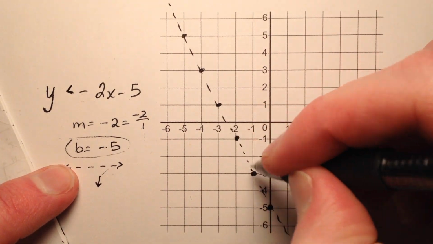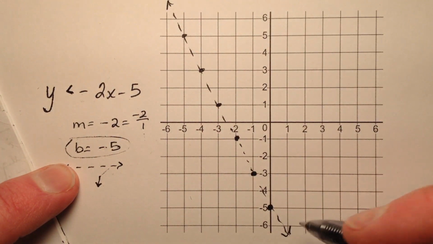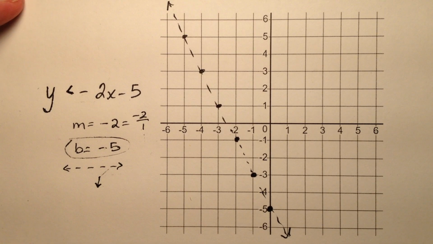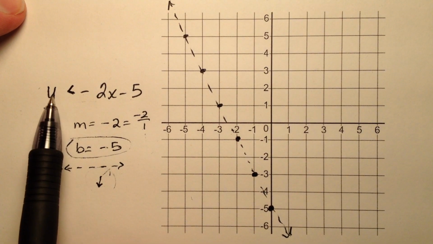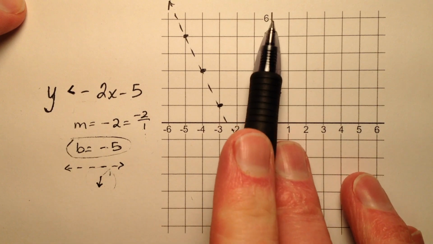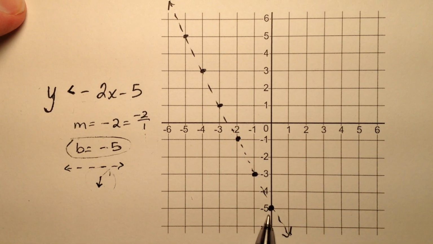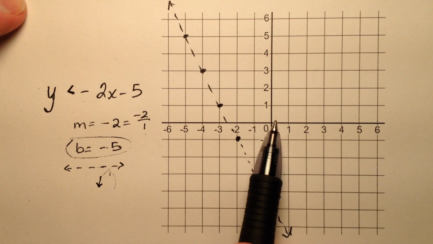Okay, oh, we kind of missed them in the middle there. So we have a nice dashed line now. So we're deciding where we're going to shade. Well, I said previously y is less than, so as far as this y-axis is concerned, I'm going to shade below, which ultimately is going to be this side over here. But let's go ahead and use a test point just to make sure.